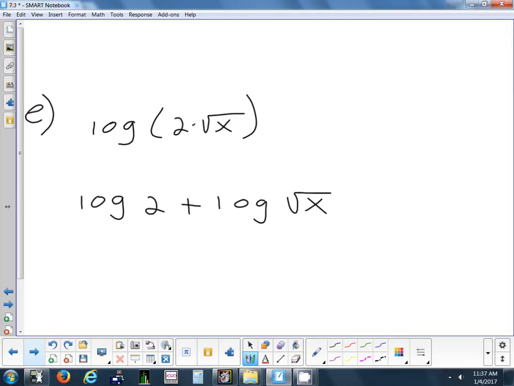Now, this is one that if you stop here, this is wrong. You haven't done anything wrong yet, but you haven't finished it. It said express all powers as factors. Does anybody see a power in that problem? There is an exponent in that problem. It's hidden now because of the symbol we used.